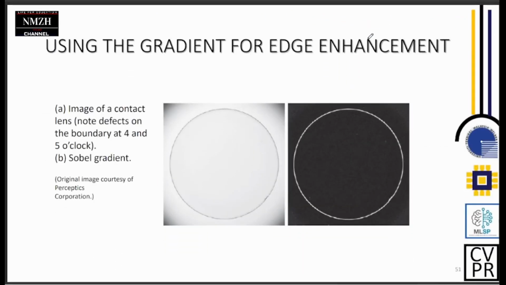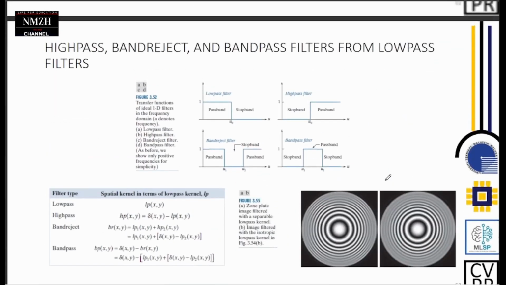Okay, right. By using that previous gradient for edge enhancement, basically we can see, especially in order to see the defects of a production line. For example, this one is the production of contact lenses. So we can see the boundary at 4 and 5, this one and this one, right? So we can see this one happens to be detected as a defect in this particular gradient edge enhancement. Okay? So this one is an example for the high pass, band reject, band pass.